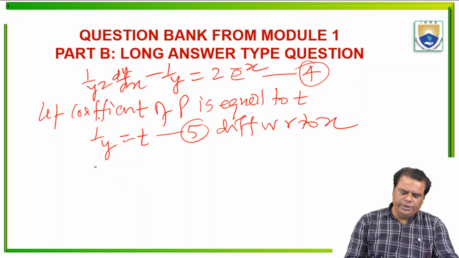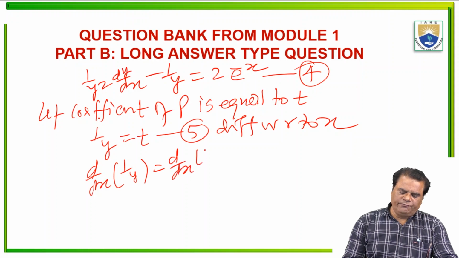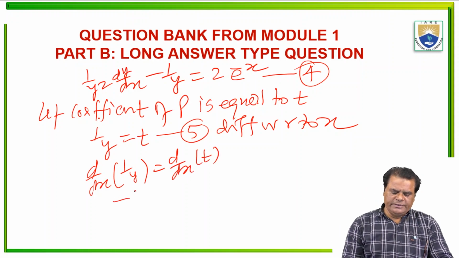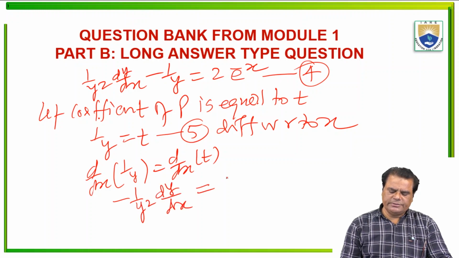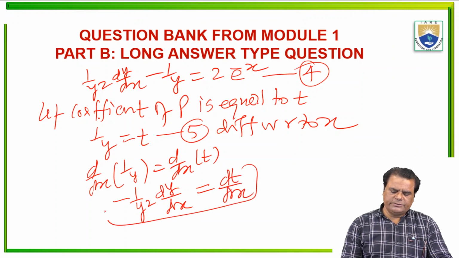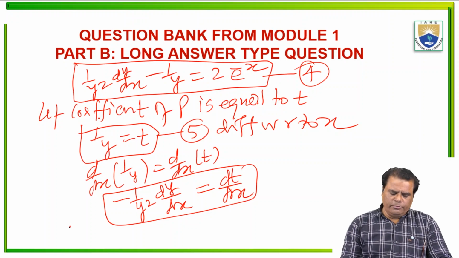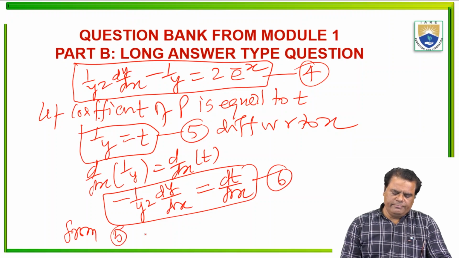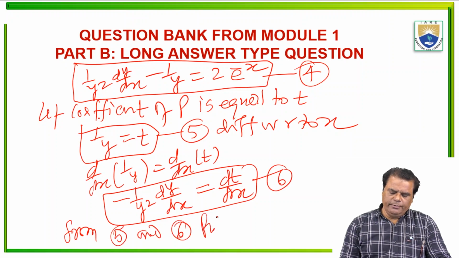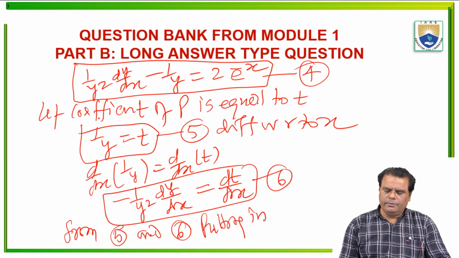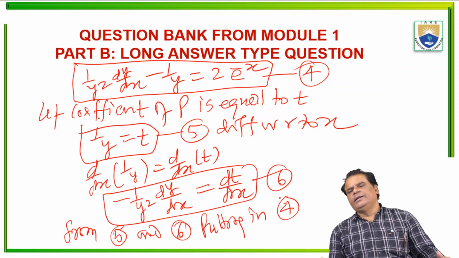Differential of d over dx of 1 upon y equal to d over dx of t. So this differential is minus 1 upon y square. Differential y is dy dx equal to dt over dx. This is the differential of the considering function. This is the given question. Okay, from 5 and 6, putting in 4, then 4 converts into linear.